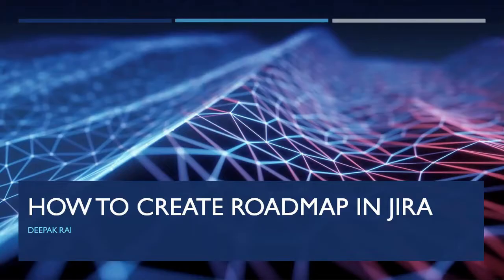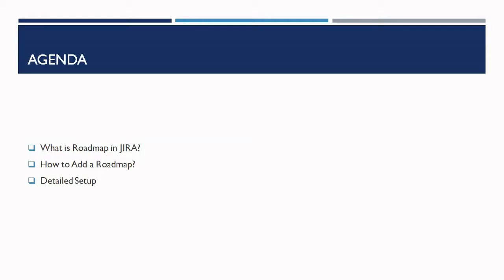In this session, I will explain how to create a roadmap in Jira, or how to configure a roadmap. Whenever we are working with sprint-wise planning, it is always required to add a roadmap to your project. Before moving further, let's understand today's agenda. I will give you a detailed explanation of what a roadmap in Jira is, how to add the roadmap, and the detailed setup, so that whenever we are working sprint-wise or in the planning phase, it gives a clear idea to a third person who is looking at it for the first time.